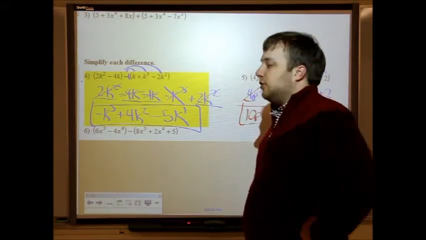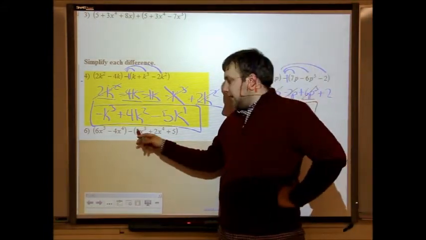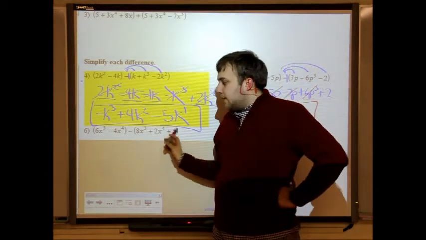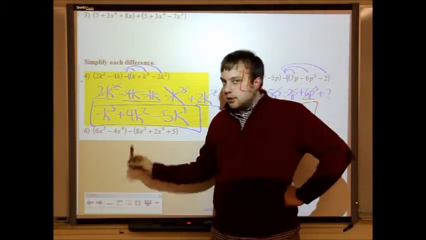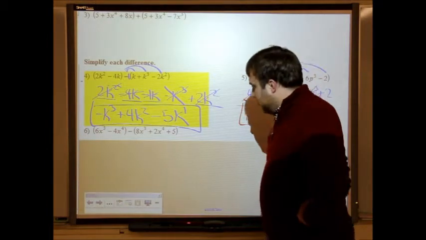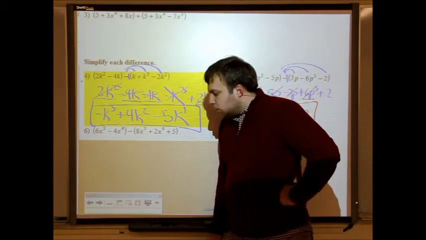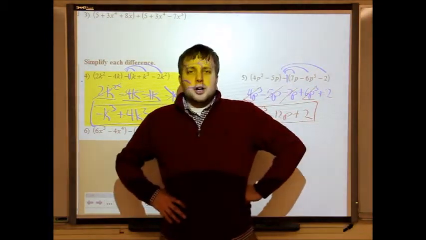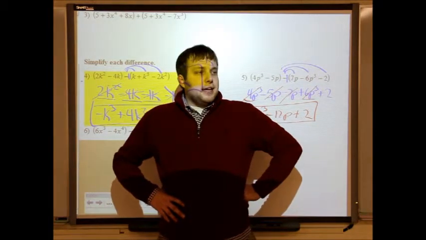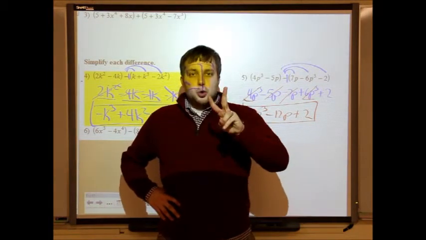So be careful when there's the subtraction. Just realize that everything, you're subtracting everything on the back end. Not the front end, the back end. Okay, so do number 6. When you're done with number 6, we're going to start our activity here. You're going to get in groups of 2.